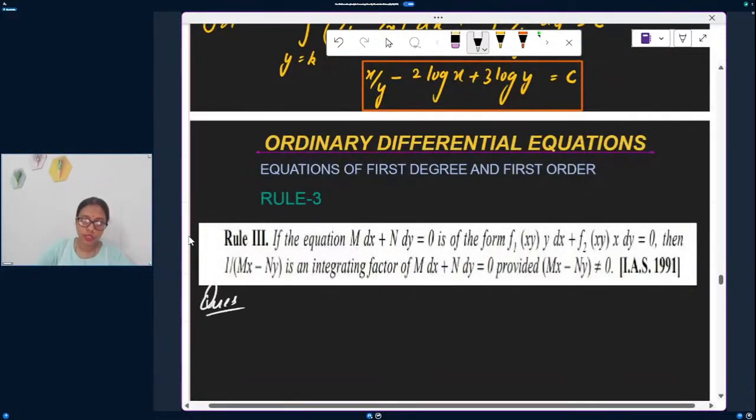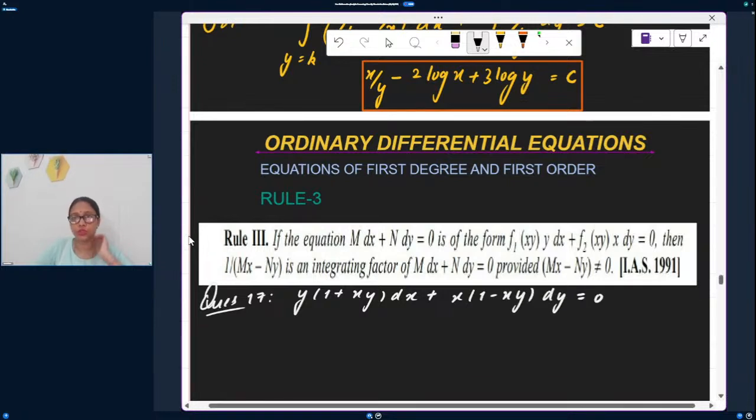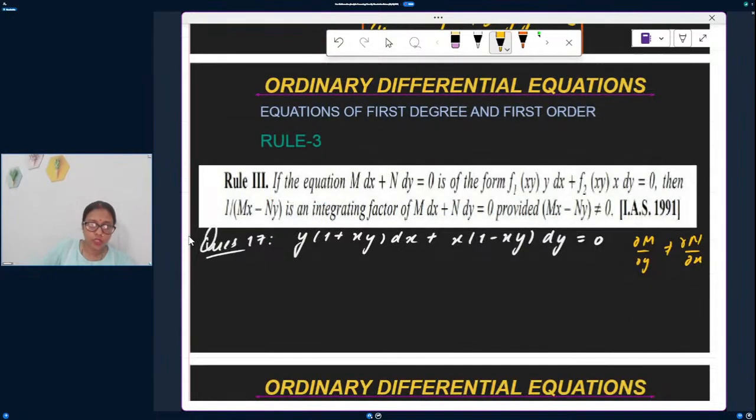Question number 17. y(1 + xy) dx + x(1 - xy) dy = 0. Do check that part: del M by del y is not equal to del N by del x here. Okay, just do check that. After that, what is the integrating factor?